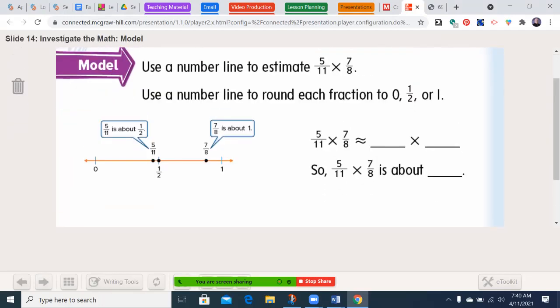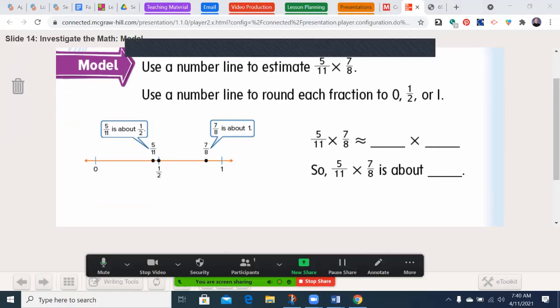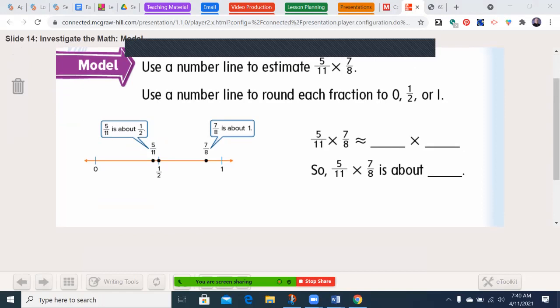Now let's use a number line to estimate 5/11 times 7/8. We can use a number line to round each fraction to 0, 1/2, or 1. So first 5/11ths, you can see is pretty close to 1/2. And remember that you kind of compare the numerator to the denominator. If the numerator is about half of the denominator, we know it's about 1/2. We also know that half of 11 is 5.5, and 5 is less than that, so there's no way it can go to 1. So we're going to go to 1/2 here.